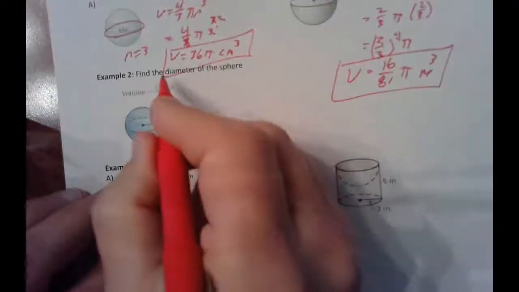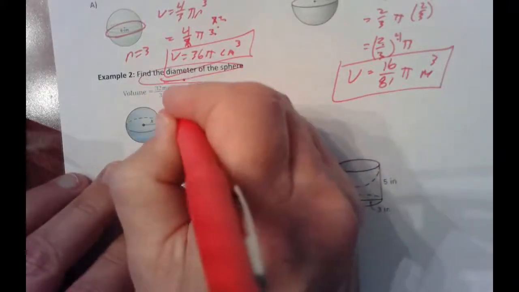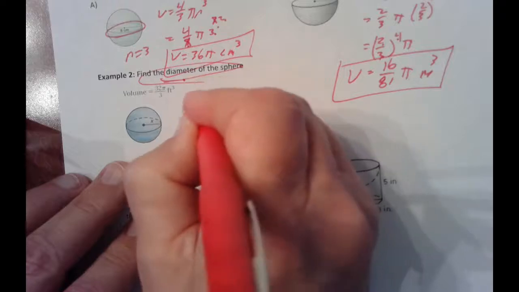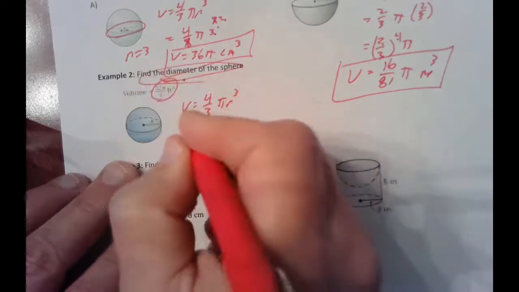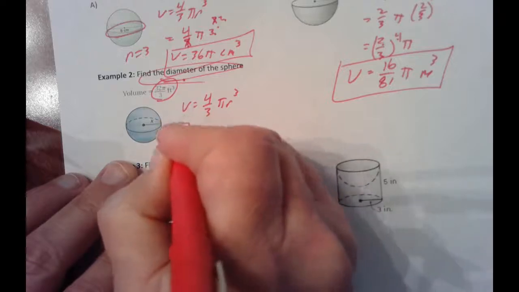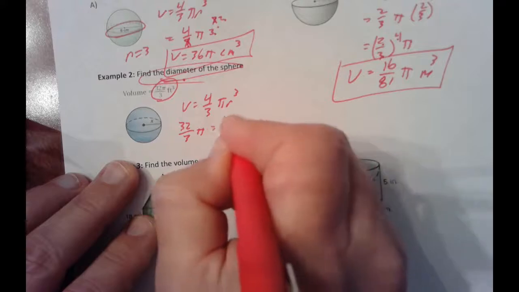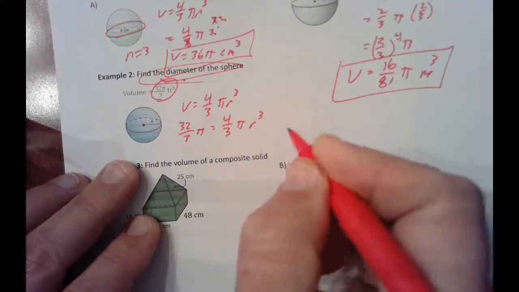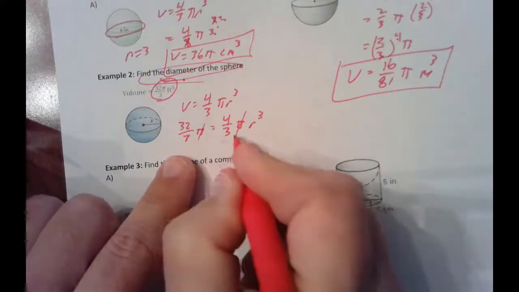All right, here we go. Volume. Find the diameter. Oh, they changed the directions on us. Find the diameter. So my volume is still 4/3 pi r cubed. If they're going to give me volume, there's only one other variable. So I've got 32/3 pi is equal to 4/3 pi r cubed. Pi's are going to cancel off. Look, I got thirds and thirds.